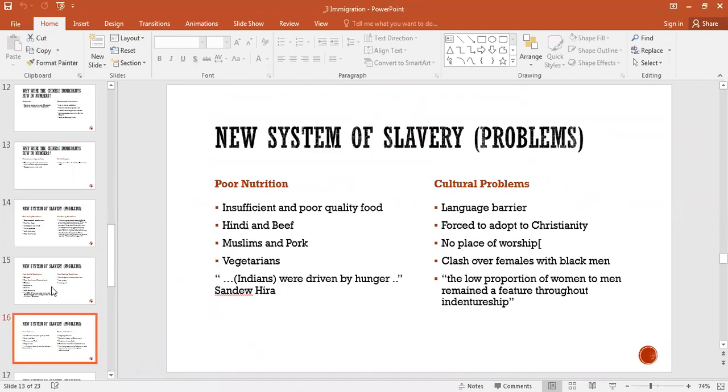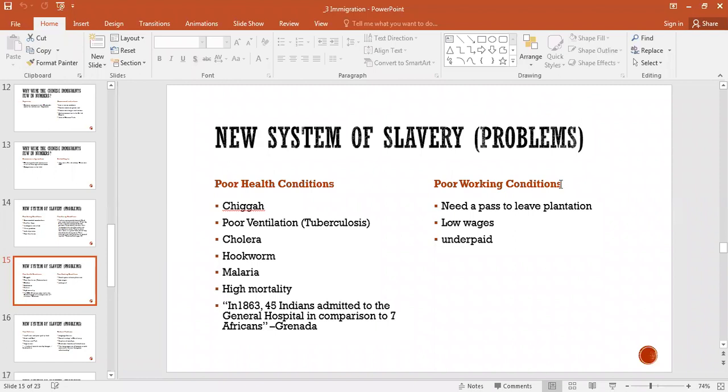Next, let us look at poor working conditions. It's similar to slavery. The Chinese and the Indians, in order to leave the plantation, just like slavery, you must have a pass or a ticket to leave the plantation. They came to the Caribbean hoping for money. What was their salary on the contract? How much a day? One shilling per day.